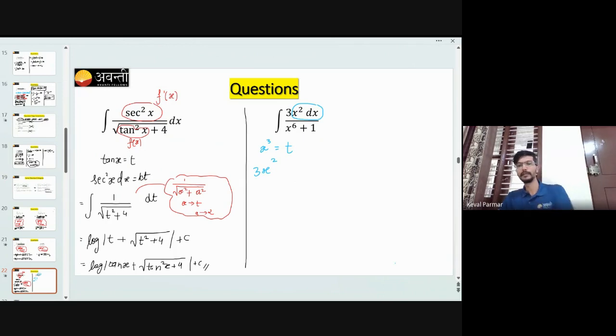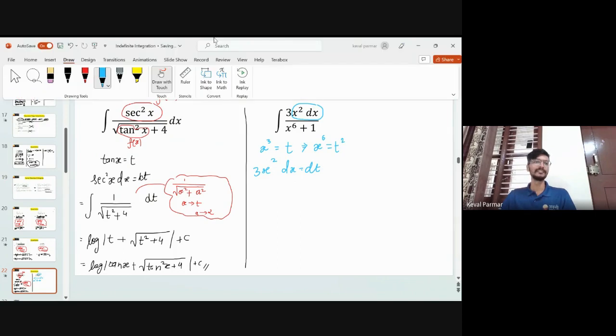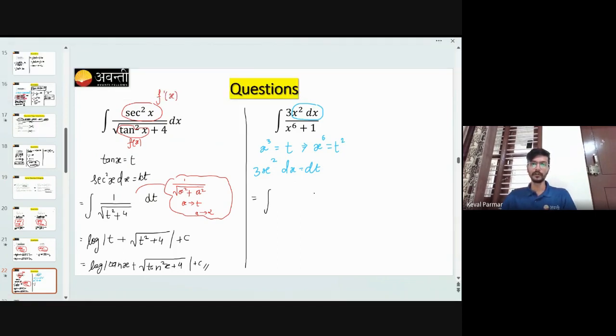3x squared dx is equal to dt. So if x cube equals t, that means if I square both sides, x raised to 6 will be equal to t square. Correct? So I will get the integration of dt, 1 upon t square plus 1.